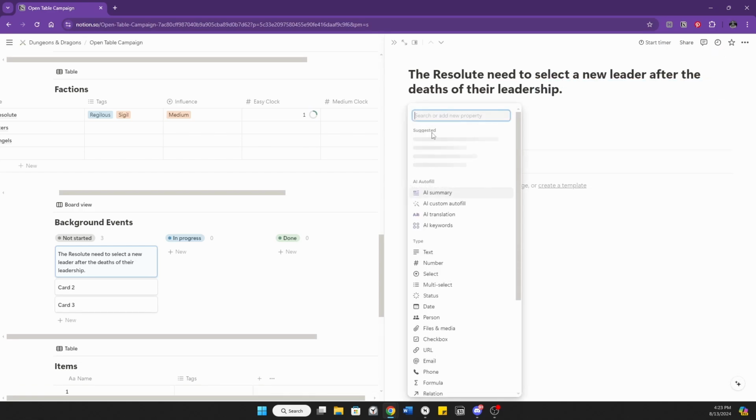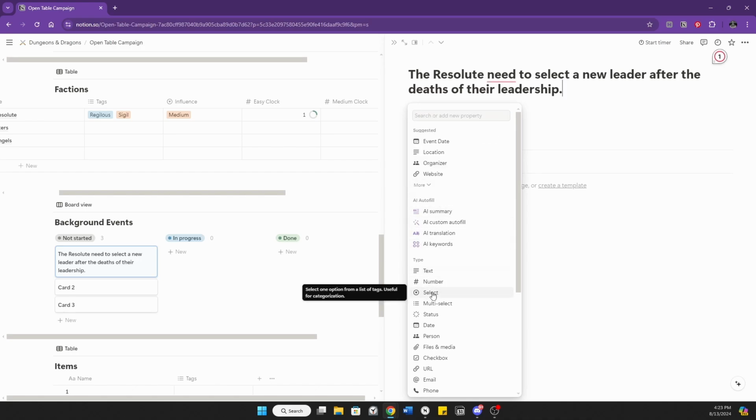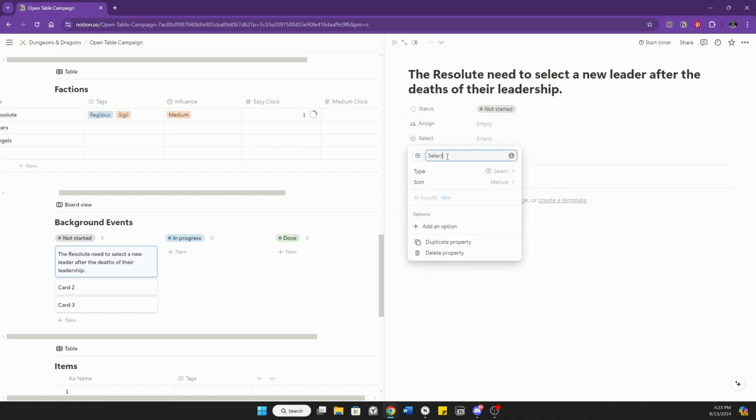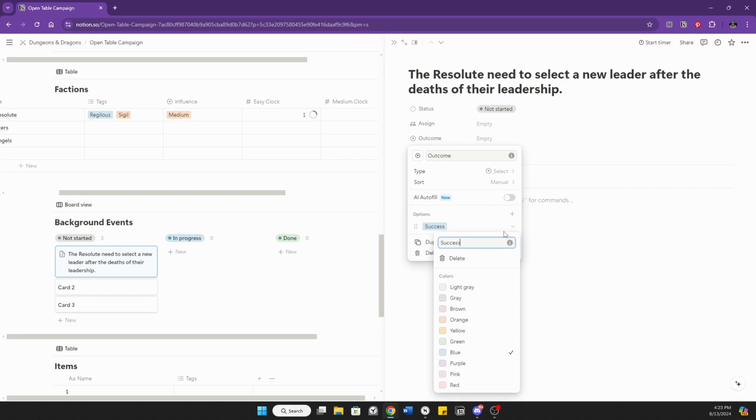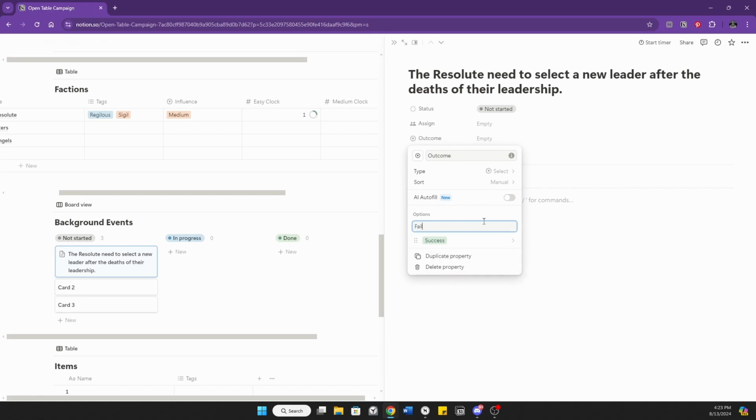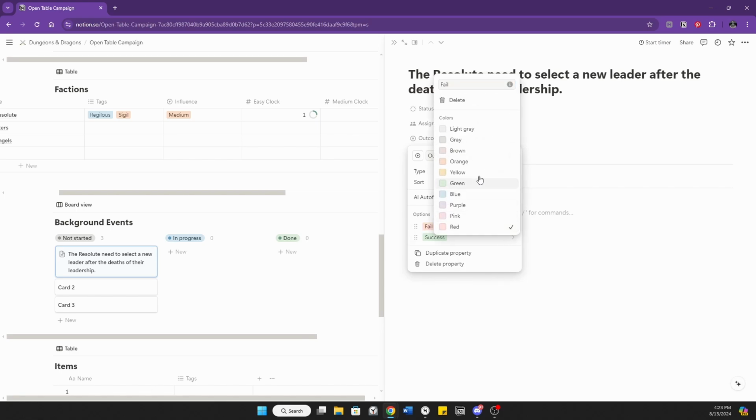And I'm adding a couple properties. I like to add a select, and we're going to call this outcome, and we're going to add success, change that to green, and then we're going to add fail and change that to red. Okay.